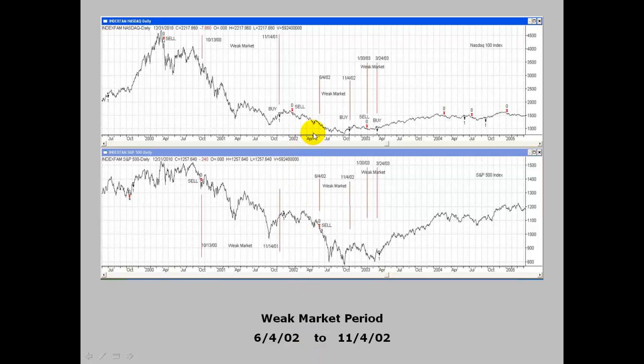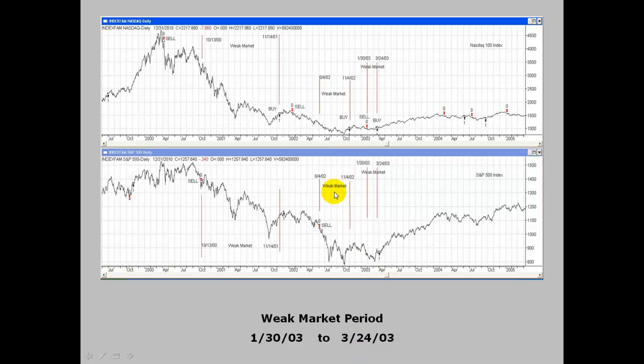The next signal we got identifying a weak market period developed on June 4th of 2002, and here's how it developed. In the upper panel, we had the sell signal develop here, followed by another sell signal in the lower panel on June 4th, 2002, identifying again the beginning of another weak market period. The market did drop and continued in its downdraft until we got a buy signal in this upper panel on November 4th, 2002, ending this weak market period.